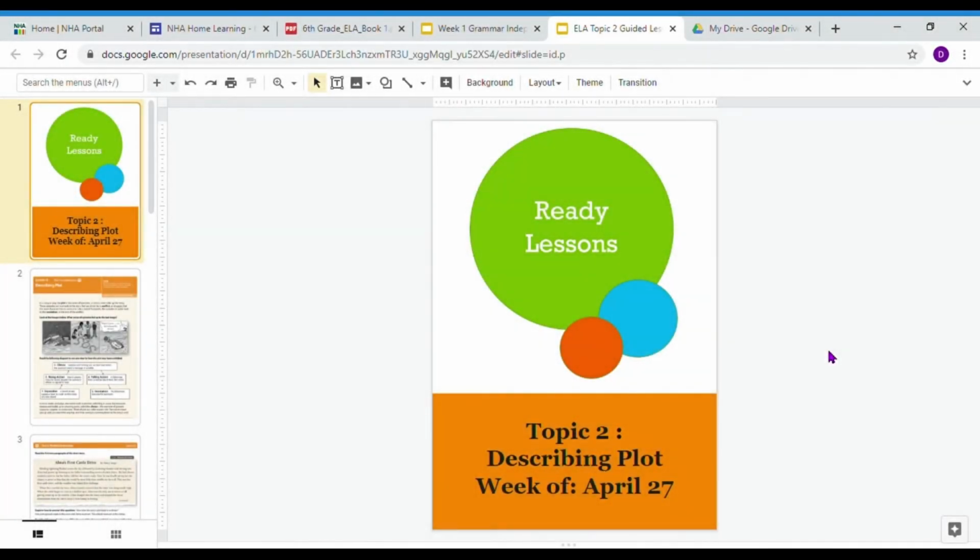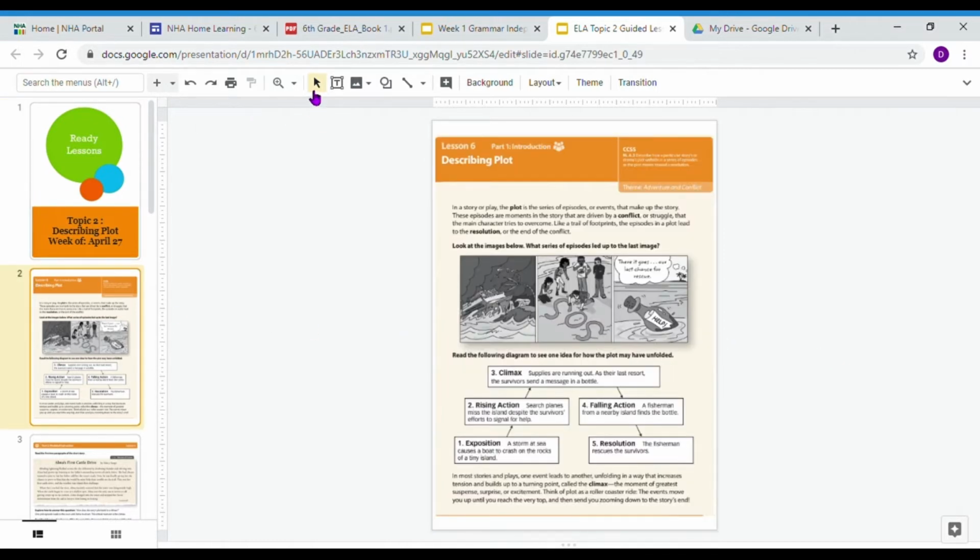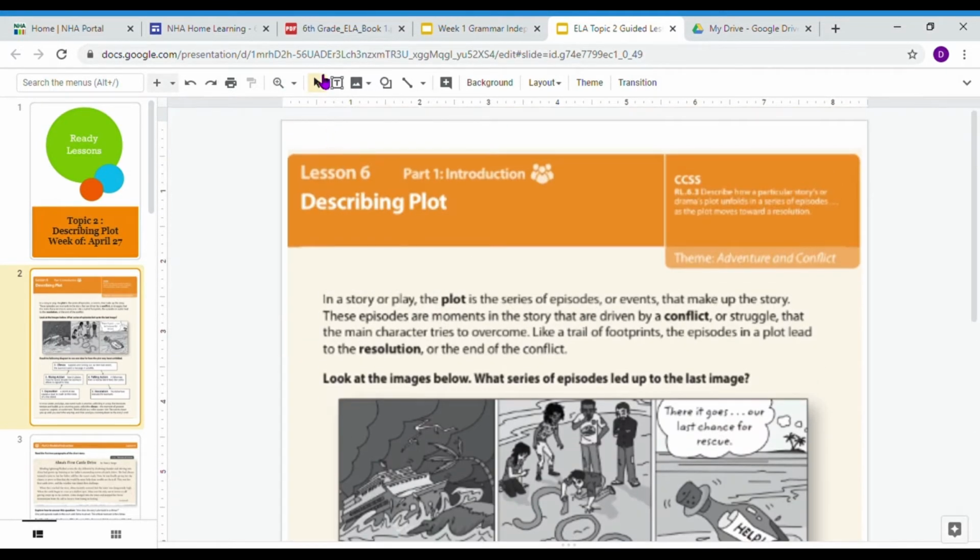This week in English, we are going to be talking about plot. So I hope that you are following along with your remote learning book, and let's start right in with lesson number 6 on describing plot.